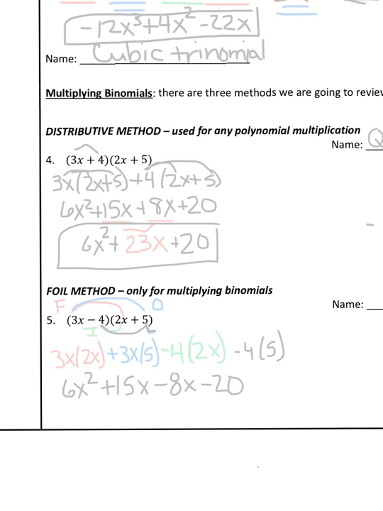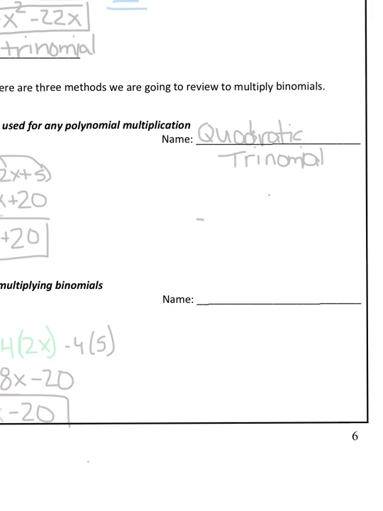If we look here, again, the two terms in the middle are like terms. So 15x minus 8x is a positive 7x. So those two come together, and then the 6x squared comes down, and the negative 20 comes down. There is my answer, 6x squared plus 7x minus 20. Right? Again, this one, if we're going to name it, it has a degree of 2, so that means this one is also a quadratic. Let's go back to here.